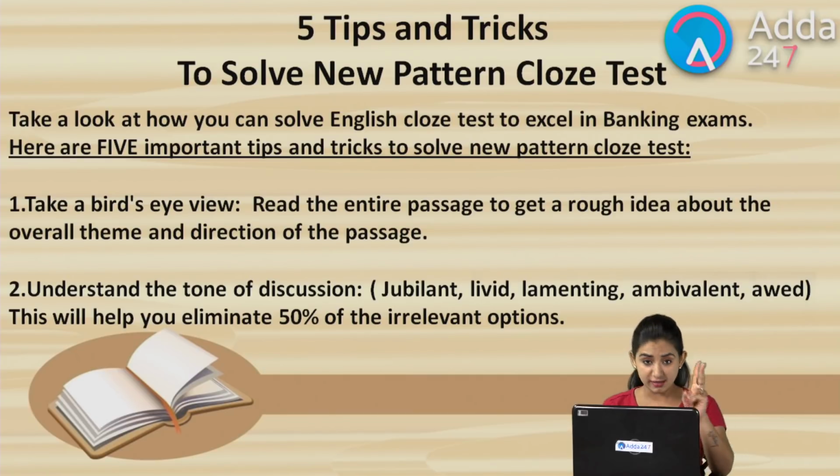So the first thing you need to have is a bird's eye view, just quickly read it and see what it is talking about. Second, understand the tone of discussion. Jubilant, livid, lamenting, ambivalent or awed. This will help you eliminate 50% of the irrelevant options.